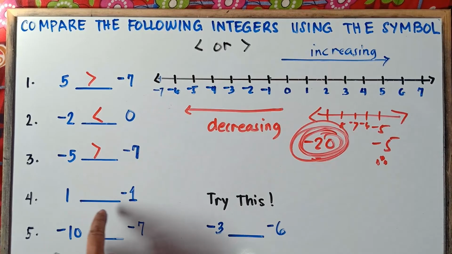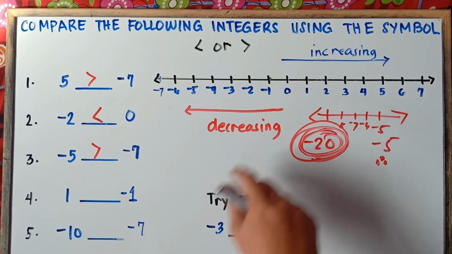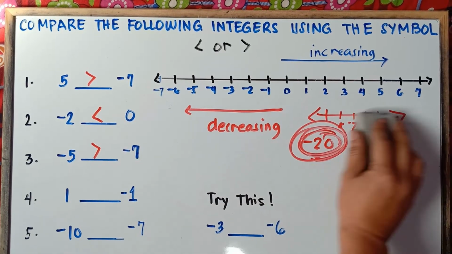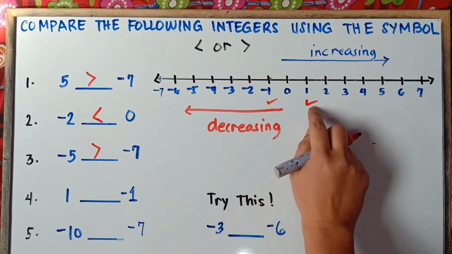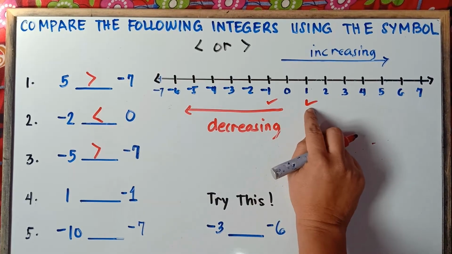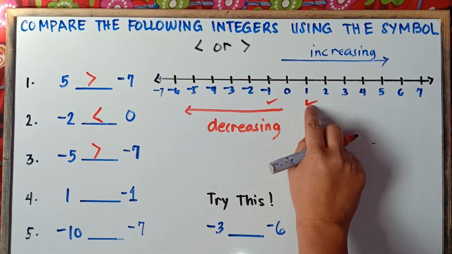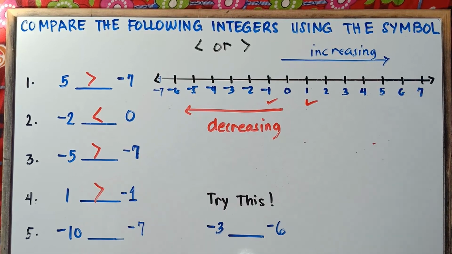Alright, so positive 1 and then negative 1. Let me just erase this one for you to be guided. Positive 1 is here, and then negative 1 is here. So therefore, positive 1 is on the right of negative 1, therefore we can say that positive 1 is greater than negative 1. Easy as that, class.